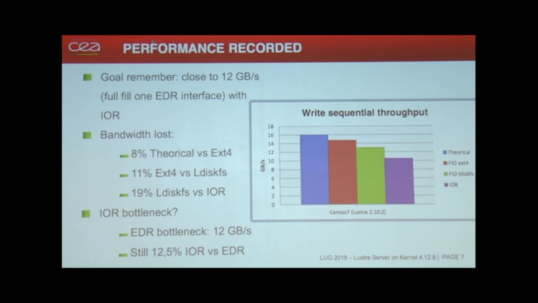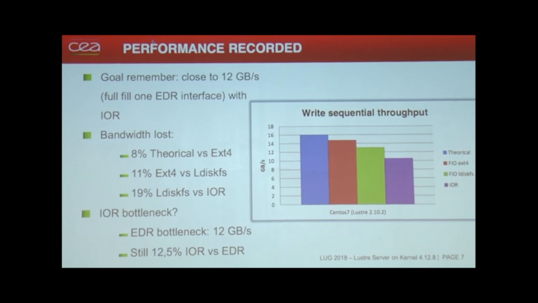So the goal is to be close to 12 gigs. 12 gigs is the throughput of one EDR interface. What we can see on this graph, here you have the throughput of the theoretical SAS backend to 16, and so on, up to IOR. What we can say is that there is a difference, 8% between the theoretical and ext4. That's, from my point of view, acceptable.